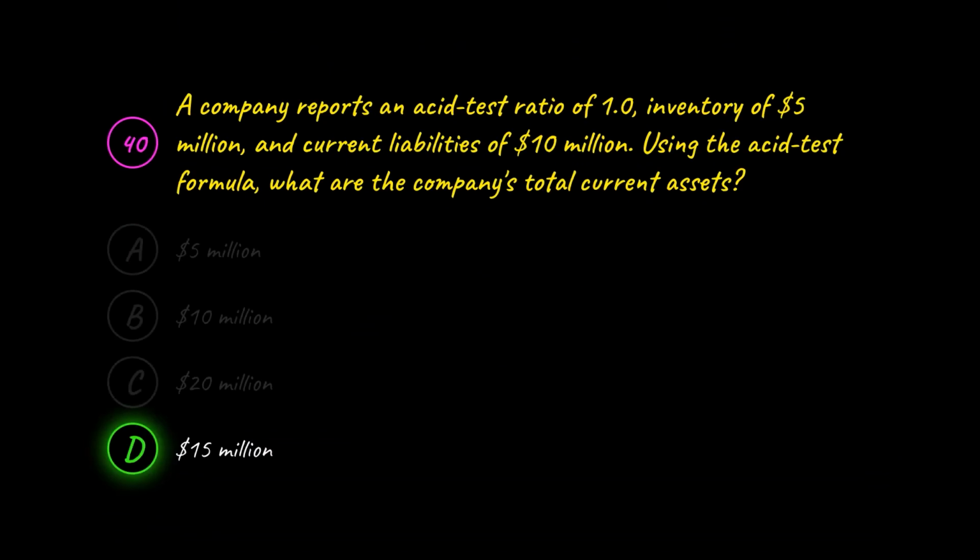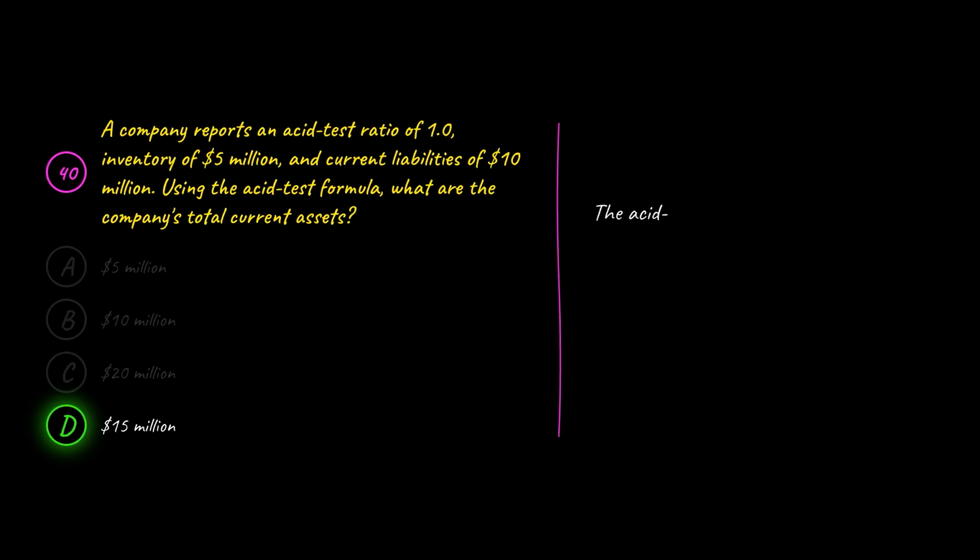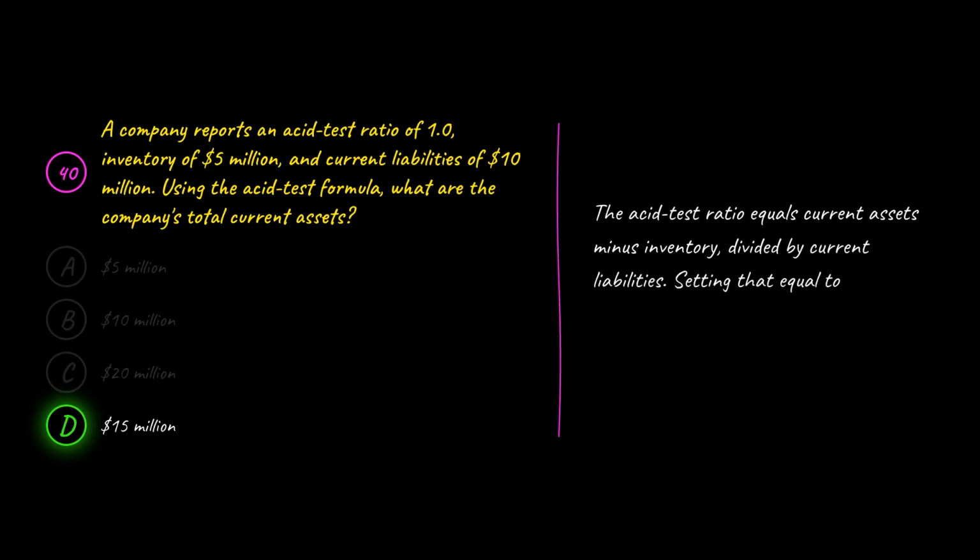The correct answer is D, $15 million. D is correct because the acid test ratio equals current assets minus inventory divided by current liabilities. Setting that equal to 1.0 gives current assets minus $5 million equals $10 million. So current assets equal $15 million.